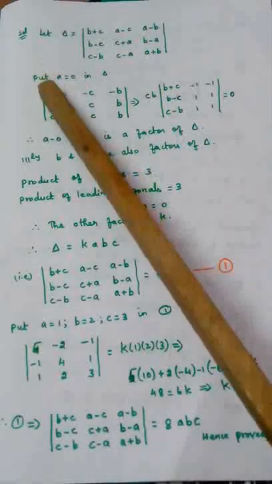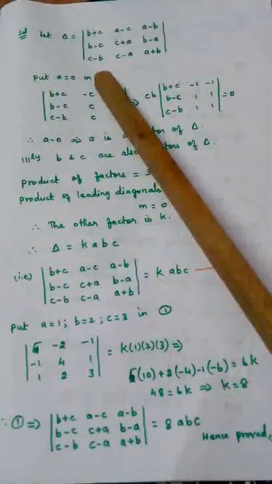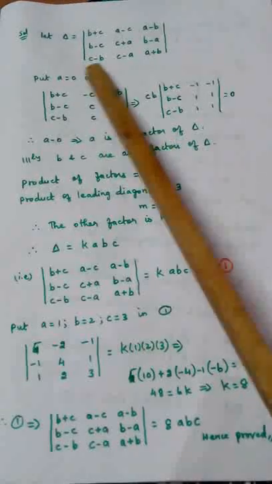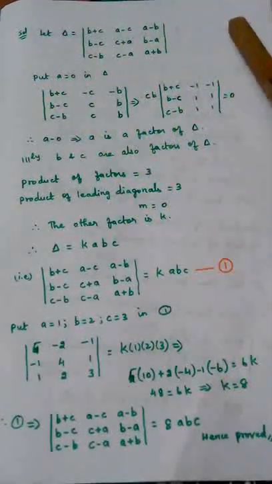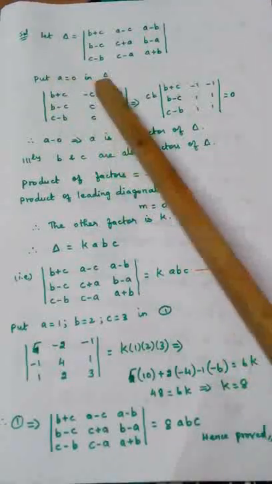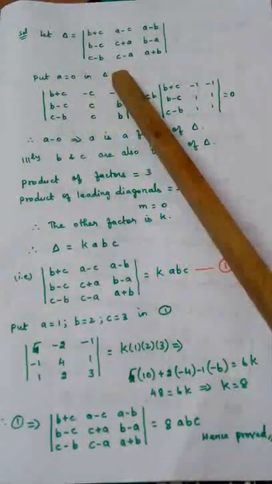What is our first step? Put a equal to 0 in delta. This we are doing by simply seeing the answer. We need to prove this is equal to 8abc. Since abc are present, I have chosen this step. Put a equal to 0 in delta.